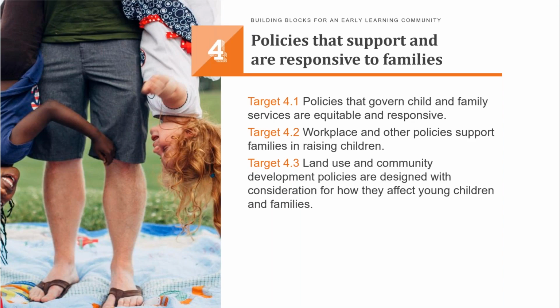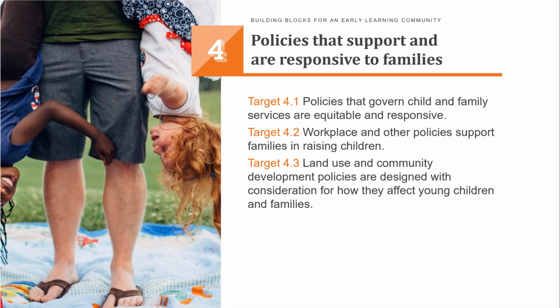And then we get to building block 4, which is about policies. Here we go from policies that govern child and family services. So your child care regulation and licensing rules, how your 4-year-old kindergarten is set up and whether it meets the needs of families, all those kinds of things that we want to be implemented in an equitable way and be responsive to family needs.